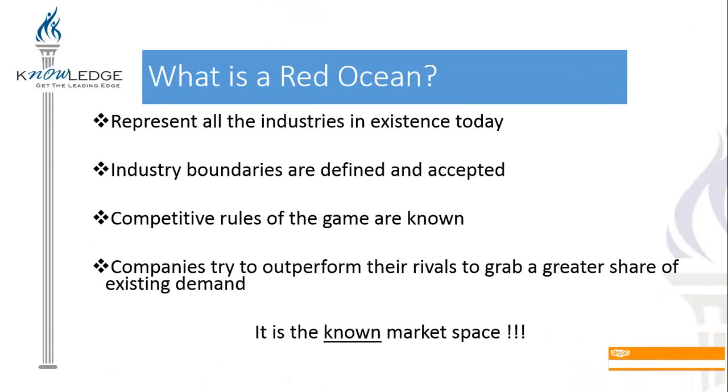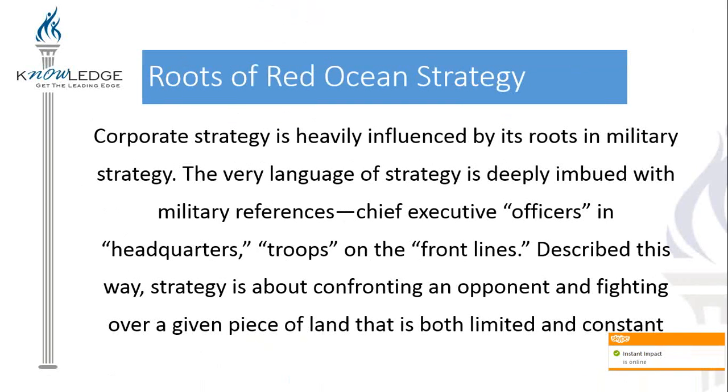by red oceans. The roots of red ocean strategy are derived from the military, the very language that we use in our daily culture, like chief executive officer, headquarters of the organization, troops on the front line. They all are imbued in military terminologies. Described this way, strategy is about confronting an opponent and fighting over a given place. And therefore, we often hear the terminology cutthroat competition, because it is believed in the business industry that in order to succeed, you have to cut the throat of your competitor. And that is what turns the ocean red in which we all are operating.